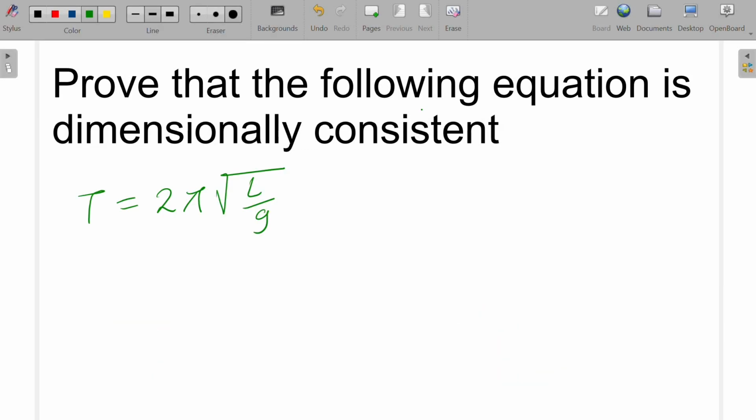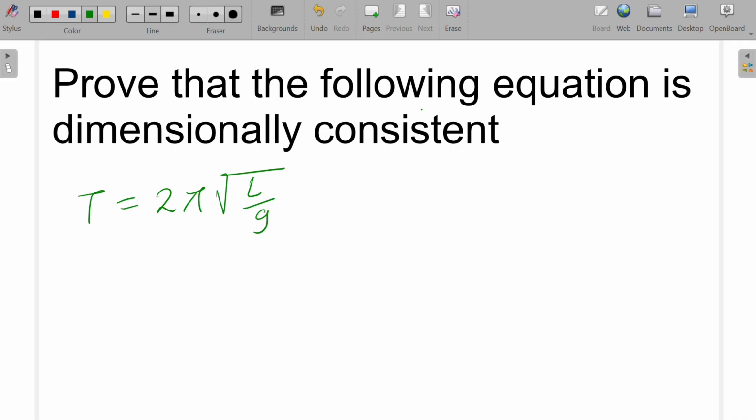Hello viewers, so we have this question that says prove that the following equation is dimensionally consistent. Now the equation we have is T is equal to 2 pi the square root of L over g. As usual, to prove that a formula is dimensionally consistent, we need to check the dimensions on the left hand side and compare them with the dimensions on the right hand side. If the dimensions are equal, it implies to say our formula is dimensionally consistent.